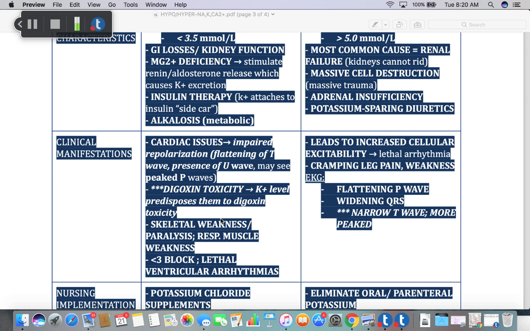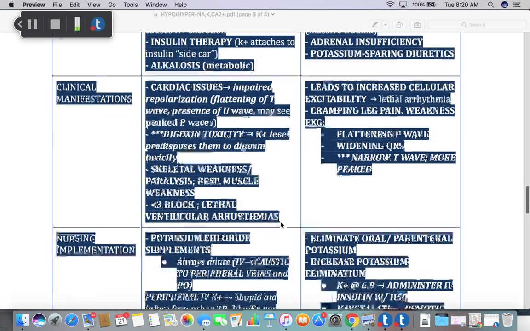Hyperkalemia leads to increased cellular excitability, so this could cause a lethal arrhythmia as well, and it causes cramping, leg pain, and weakness. In a patient with hyperkalemia, you're going to see a flat P wave, a wide QRS, and a narrow T wave that's more peaked.